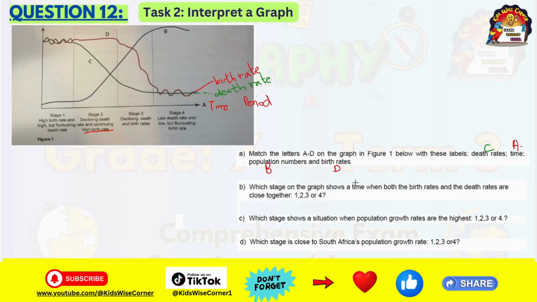Which stage on the graph shows a time when both the birth rates and the death rates are close together? 1, 2, 3, or 4? The birth rate and the death rate in stage 1 is where they are close together. It's stage 1. Because you can see they both are very similar. Here, the death rate is a little stagnant. It's in a straight line, but the birth rate is high and low. But here you can see the trend is the same.